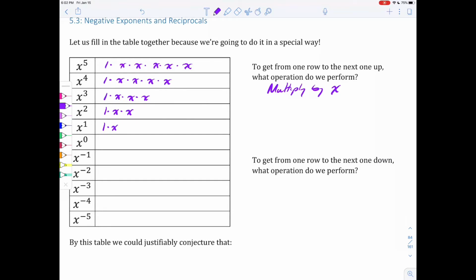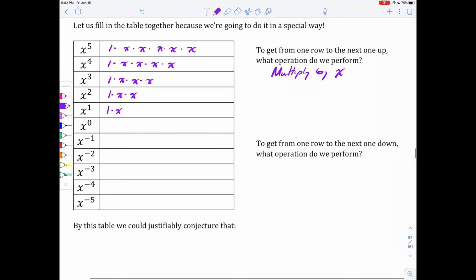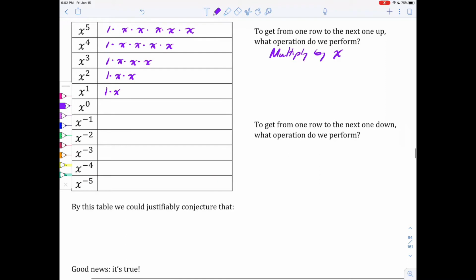So then that begs the question, what happens as we go down the rows? As we go from x to the 5 up here to x to the 4 right beneath it, how do we do that? As we go from x cubed to x squared, how do we do that? And similarly, we're not taking away an x, we're not subtracting an x. To go from here to here, we actually have to divide by x.